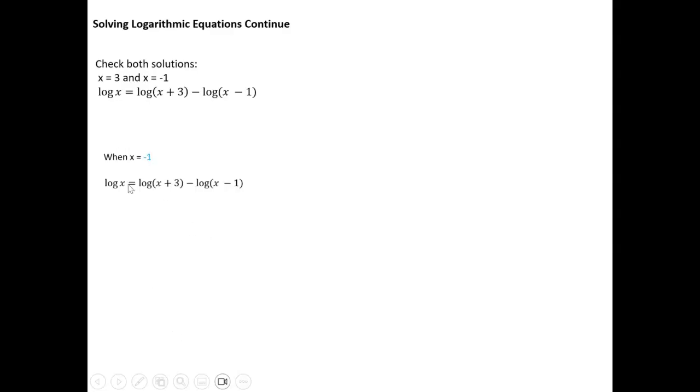Guys, if we plug in negative 1 for the x, it's going to give us an error, or not defined. That means the argument of the log has to be more than 0. It cannot be negative nor 0. It has to be more than 0. So negative 1 is not a solution. Now let's plug in 3.